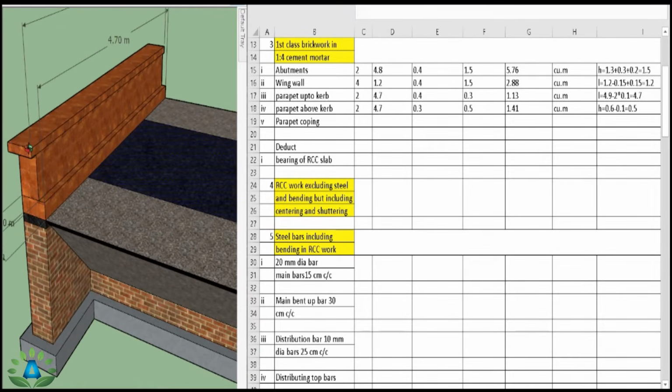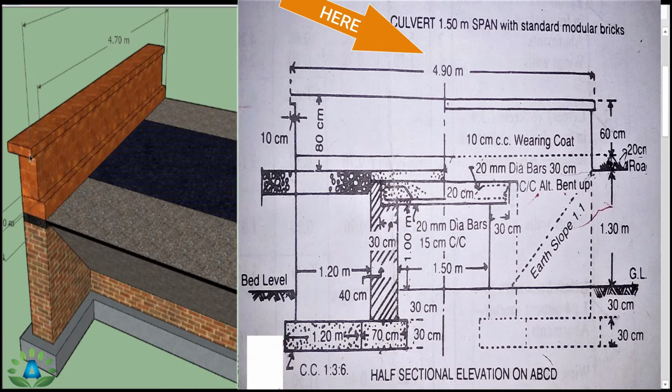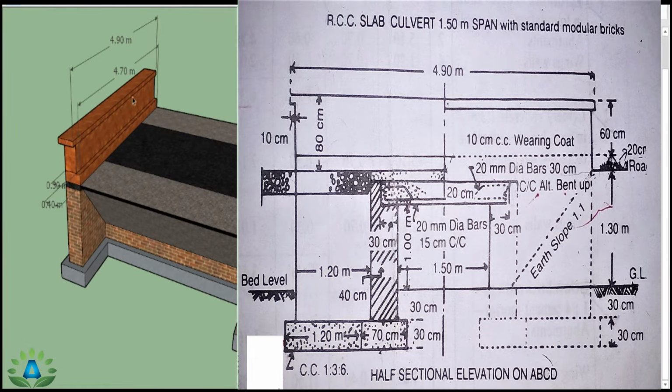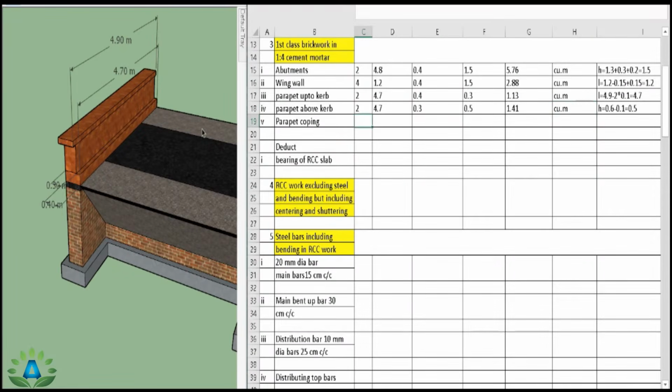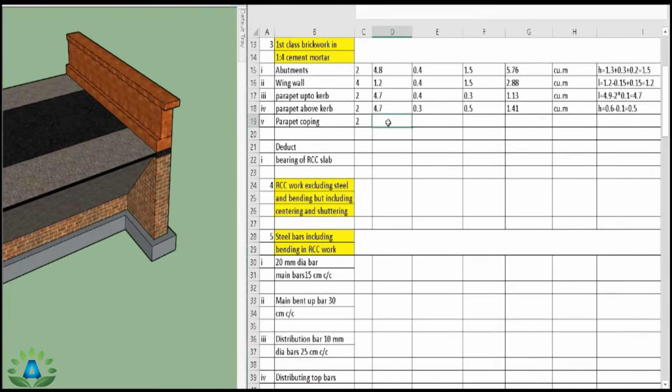Now we have to do this parapet coping, that means from this portion up to this portion. So here we have this total length of 4.9 meter and the width of this coping is 0.4 meter and the height is 10 centimeter, that is 0.1 meter. So we have two numbers of parapet coping, that means from this side and this side, and the length equals 4.9, width is 0.4 and the height is 0.1. So our total quantity is 0.39 cubic meter.